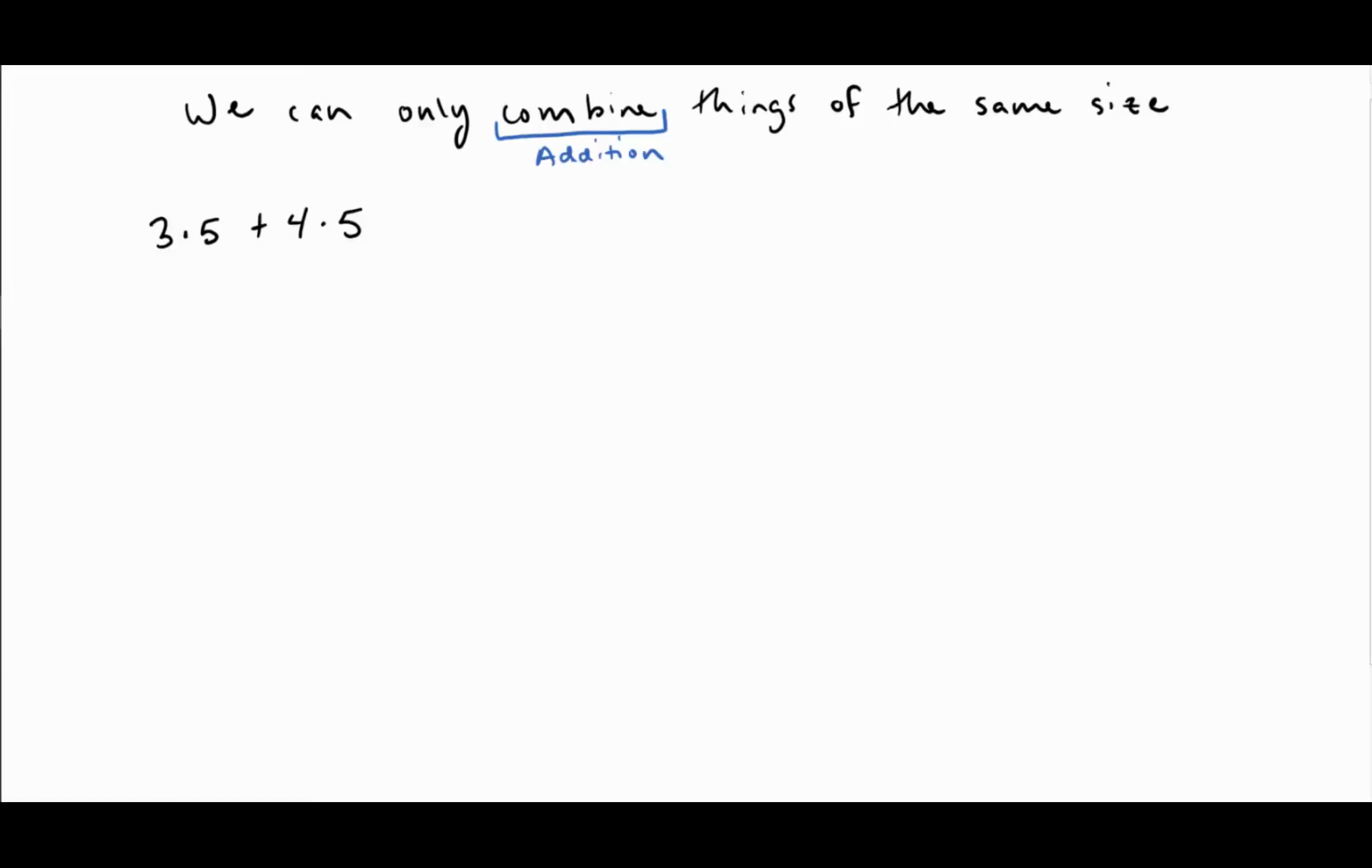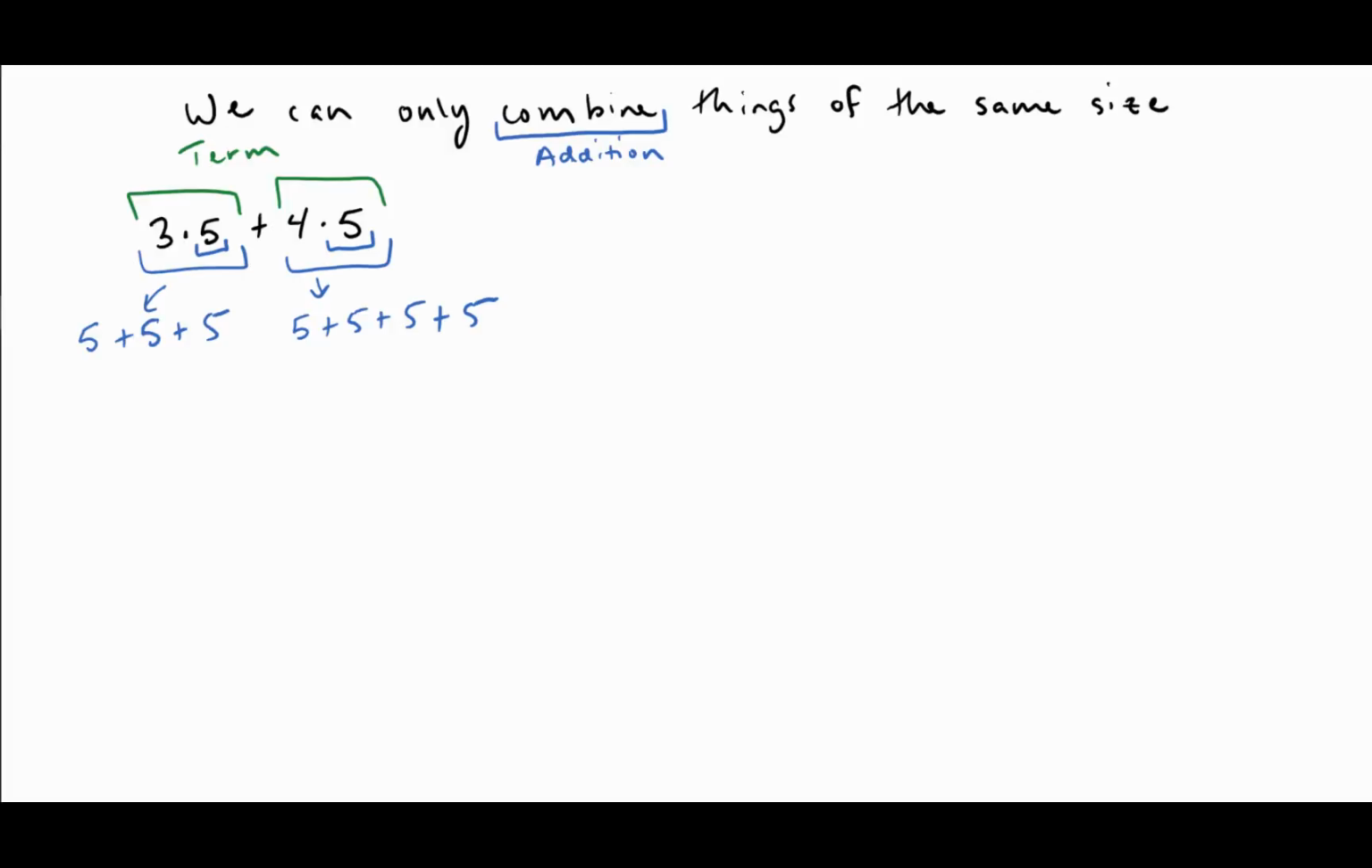So in this example, one way I can look at it is that my base in both these cases is 5. Also, when we're adding two things together, each one of these is going to be called a term. Okay, so here I have two terms. In one of the terms, I have 3 5s being added together. And in the second term, I have 4 5s. Again, that coefficient is telling me how many 5s I have.